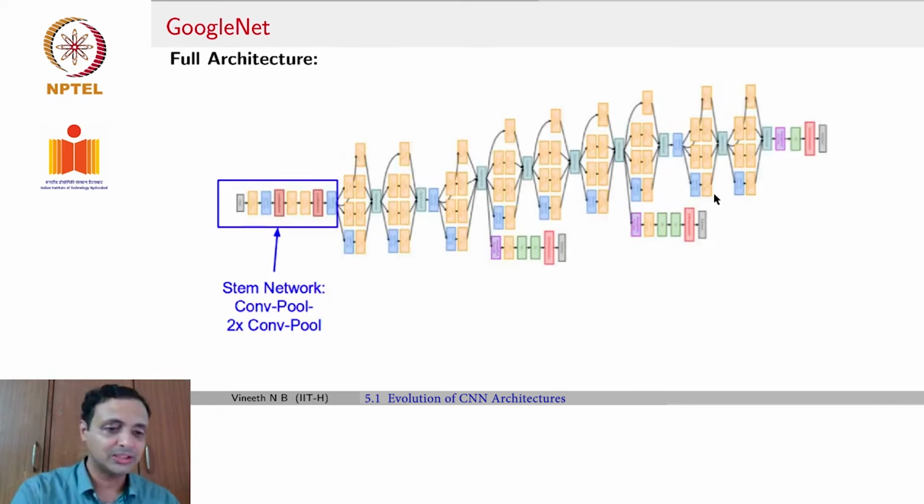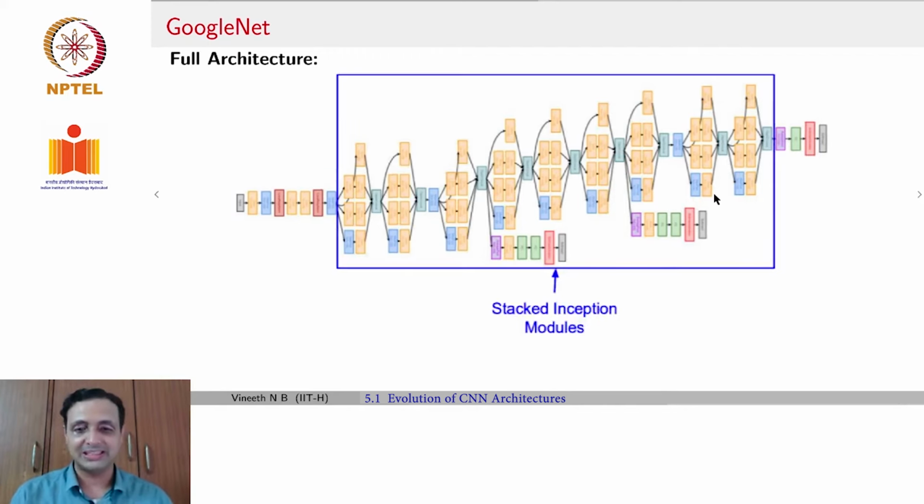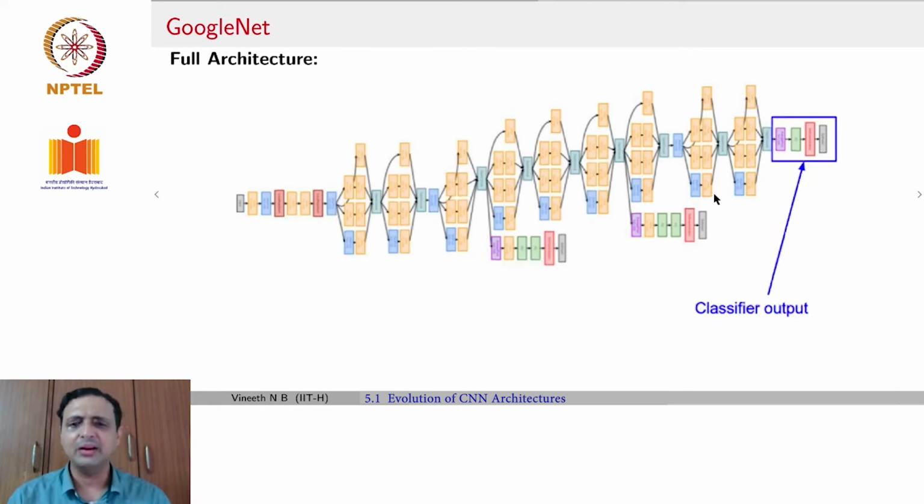So here is the complete architecture. This is where the input comes in, and then you have a small stem network, which is a conv, pool, and 2 times a conv, pool. So you repeat that again. Then comes all these Inception modules stacked one after the other. And at the end, you have a classifier output with no fully connected layers.